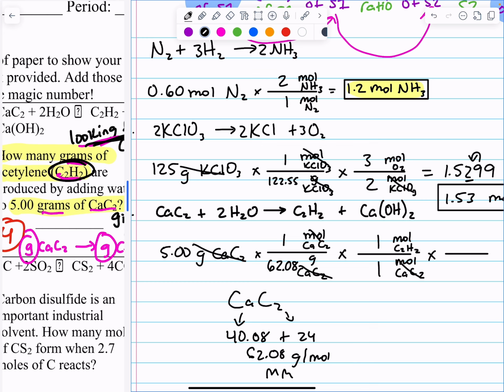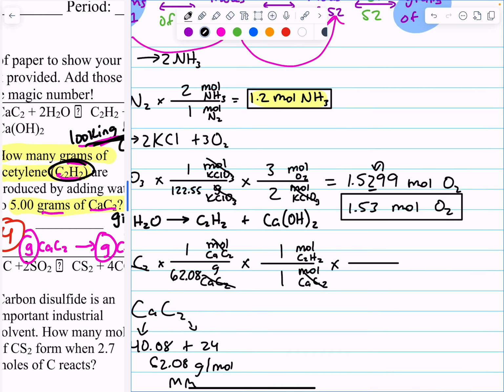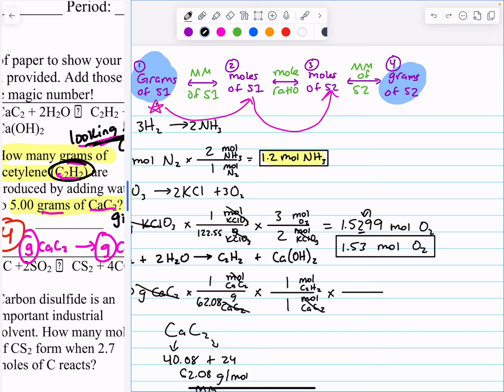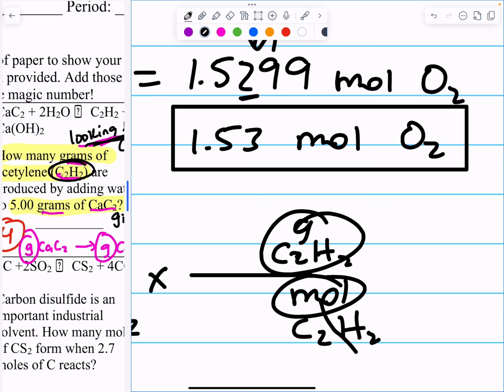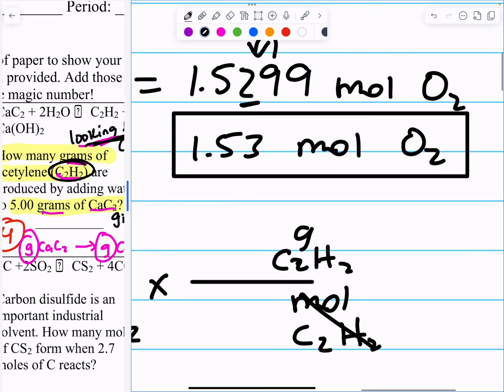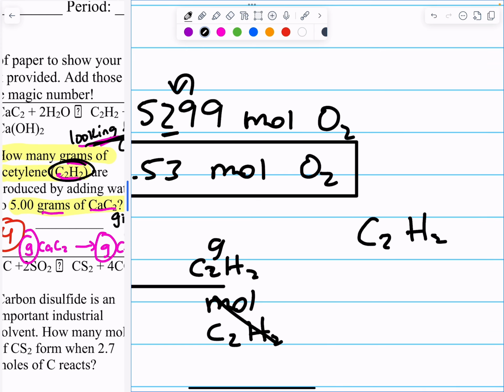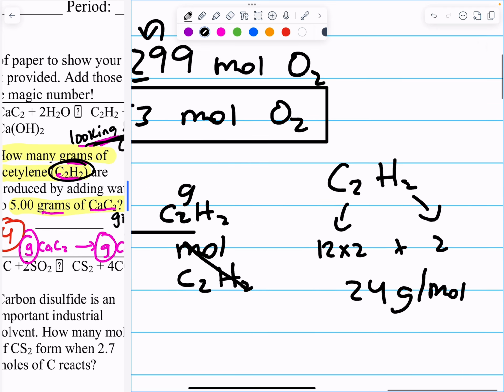Times the next fraction. I just found moles of my substance 2. Now the last and final step, grams of S2. So now I'm looking for grams of C2H2, and this guy goes at the bottom because I'm trying to cancel it out. So moles of C2H2 cancel out. When I have grams per mole of the same substance, that's molar mass. So what is the molar mass of C2H2? Carbon is 12 times 2, hydrogen is 2. That gives me 26 grams per mole.